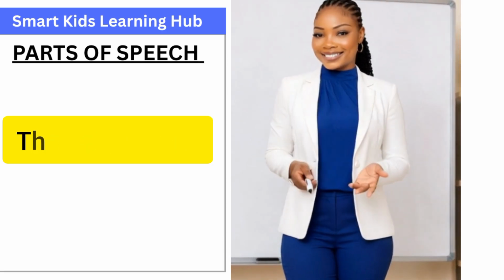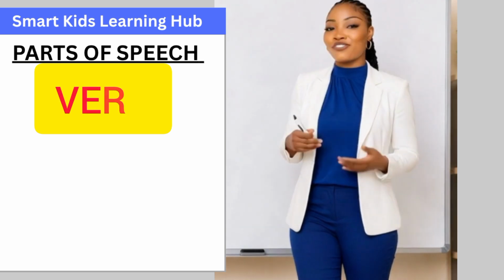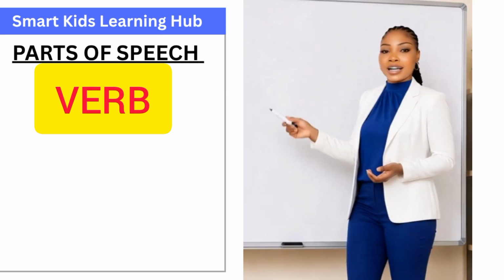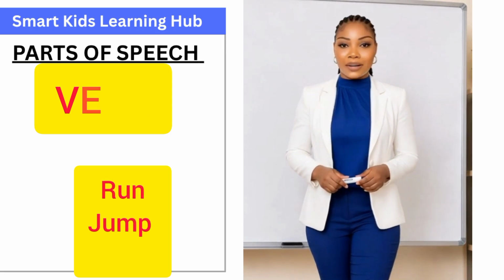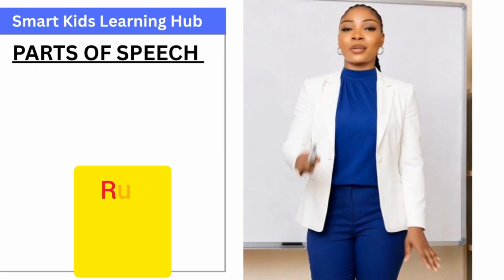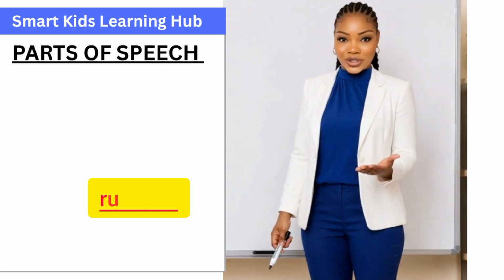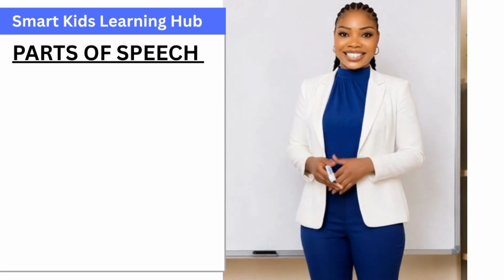Hope you're following. Now let's talk about verbs. A verb is an action word. It tells us what someone or something is doing. For example, run, eat, and jump are verbs. In this sentence, the boy is running. Running is the verb because it shows action. Can you give me an example in a sentence?